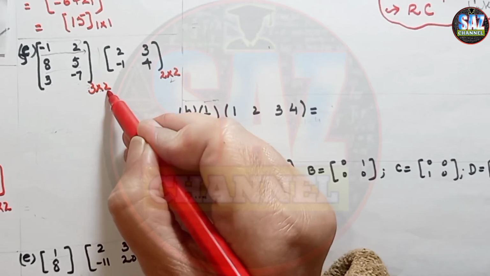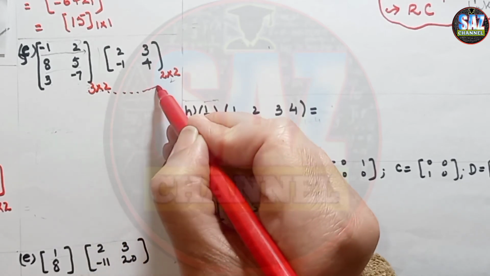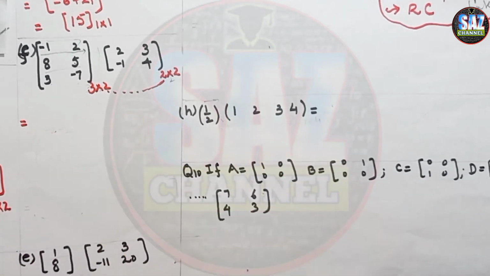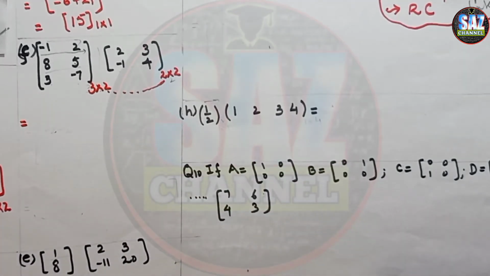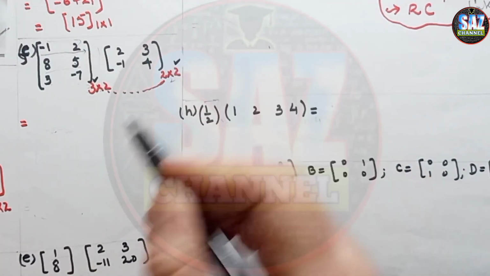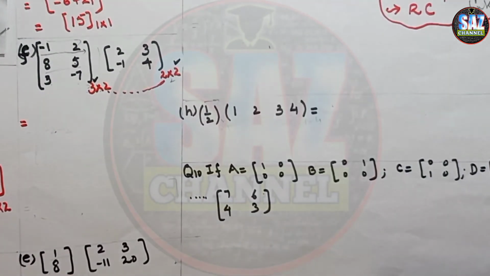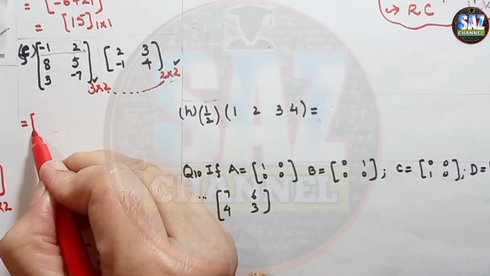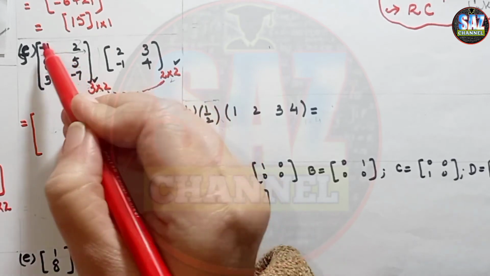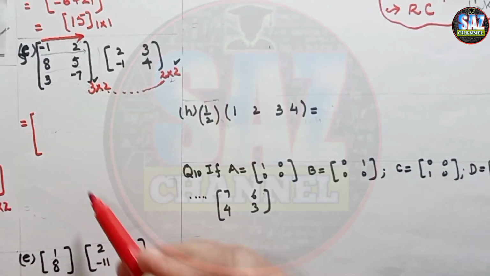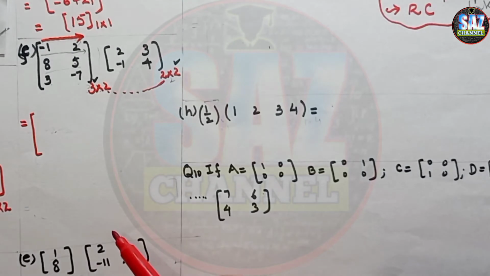The columns of first are equal to the rows of second, so we can multiply them, and the order of the resultant matrix will be equal to the rows of first and the columns of second. Now let's quickly move to get the product of this situation, and do not forget the RC rule, that rows of first matrix have to be multiplied by the columns of second matrix.